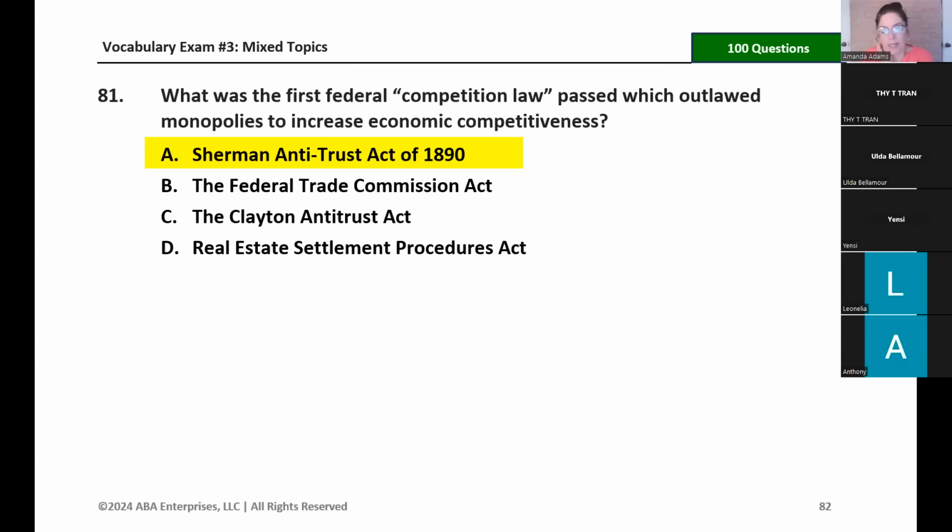Rosneet says, I don't remember the dates for B and C. These actually go in this order, Rosneet. This was first, second, and third. I think this one was in 1914. You don't really need to remember the dates, Rosneet. Really, for antitrust, just focus on the violations for antitrust. Make sure you know the violations, okay? You're welcome.